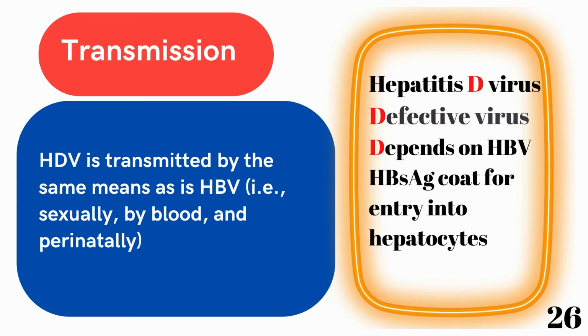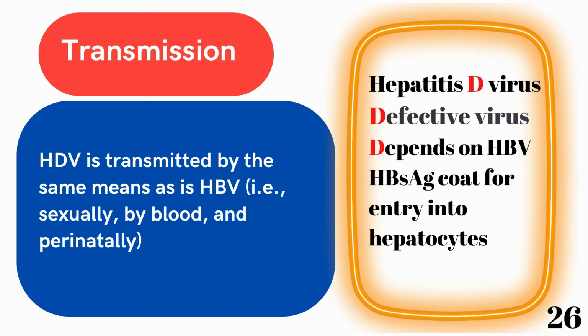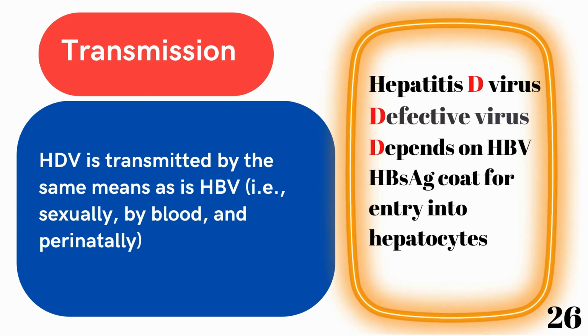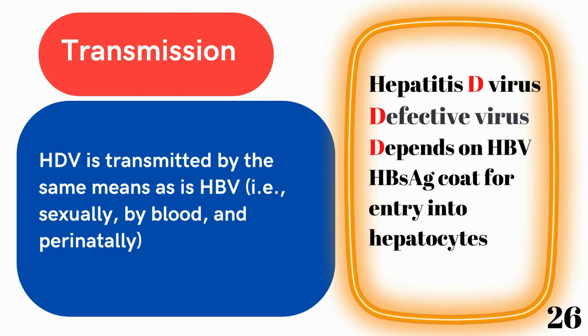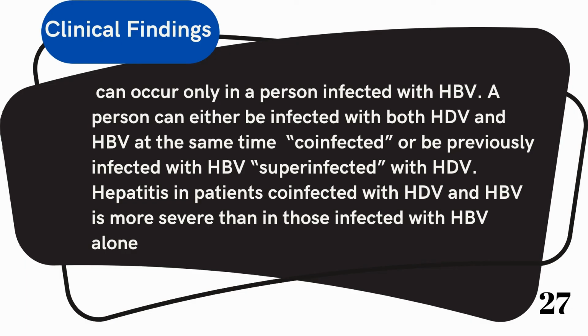When we look at the transmission of hepatitis D virus, it is transmitted by the same means as hepatitis B virus. Because it is a helper and is always present with hepatitis B virus, it mimics it in everything and is similar to hepatitis B. The same mode of transmission as hepatitis B: sexually, through the blood, prenatally, and so on.